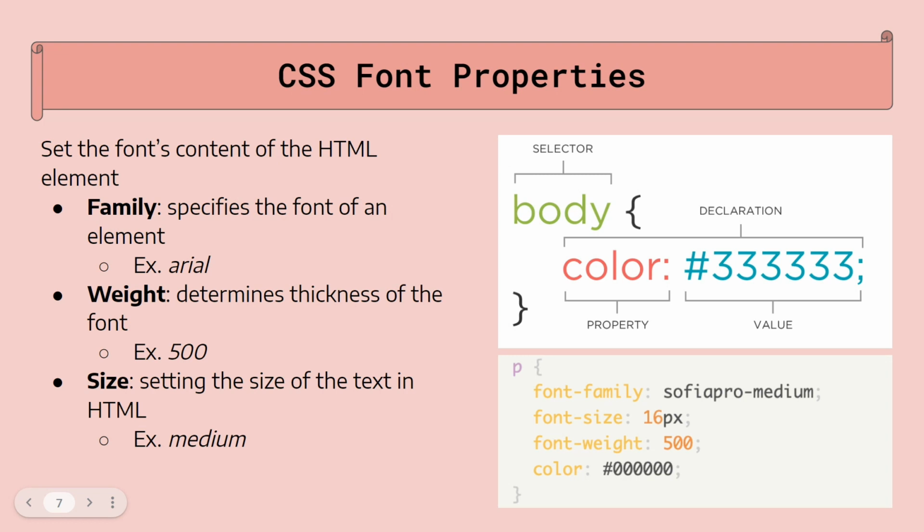Now onto the CSS font properties. The CSS font properties set the font content of the HTML element. The font family property specifies the font of an element. The font weight property determines the thickness of the font, and the font size property defines the size of the text of the element.